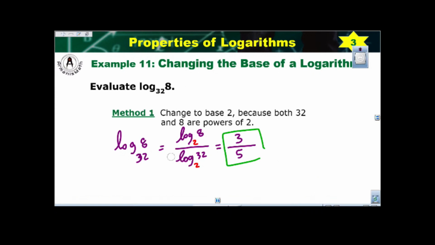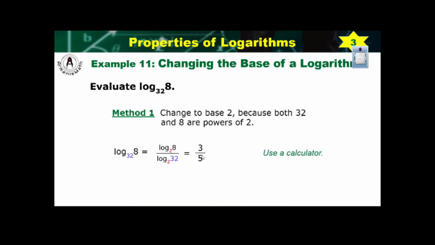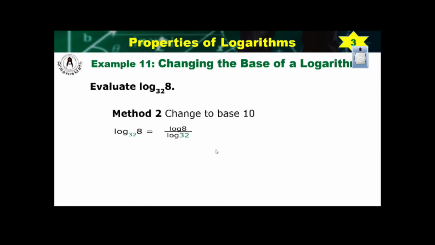This was method number 1, finding different bases, which is easier, by the way, especially if they said do not use calculator. Method number 2 would be using calculator. You just have to punch the numbers in your calculator. Just like that. Log 8 divided by log 32. And the calculator understands that you're talking about base 10.